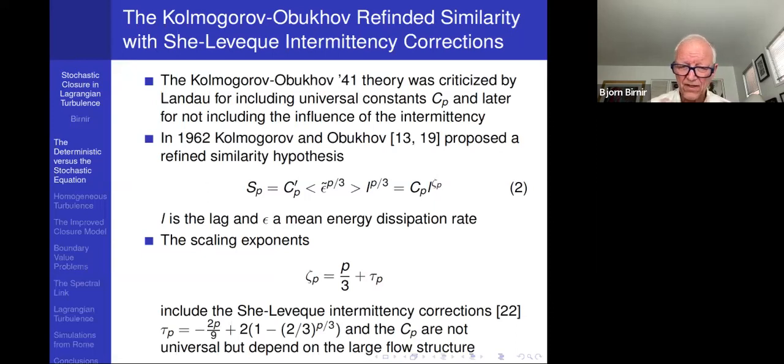And it wasn't until the 90s that people figured out that these are log-Poissonian processes, and the form of the correction was worked out by She-Leveque. And of course, the coefficients C_p are not universal, but they depend on the large flow structure.